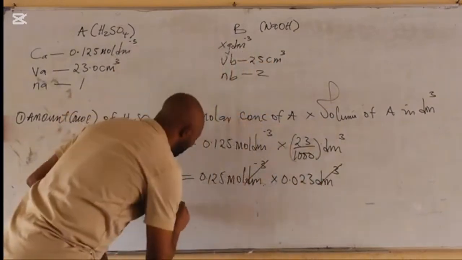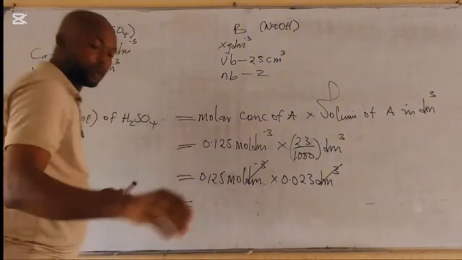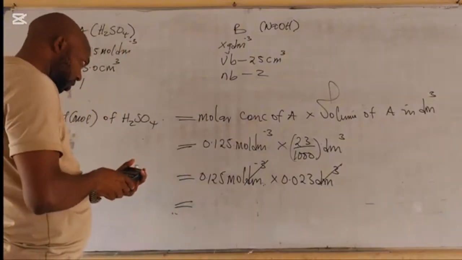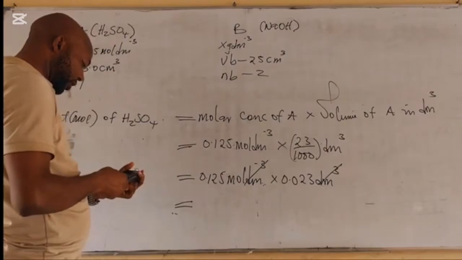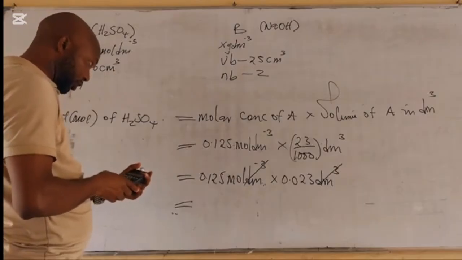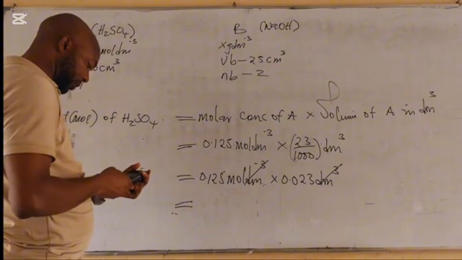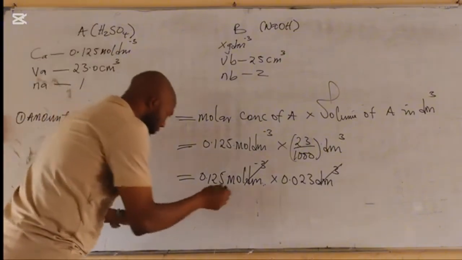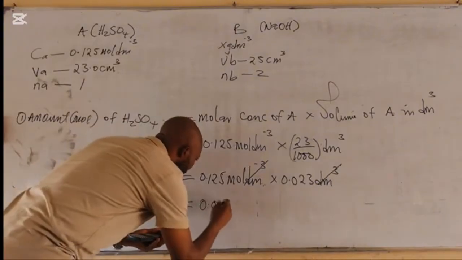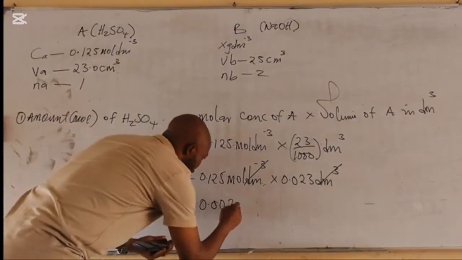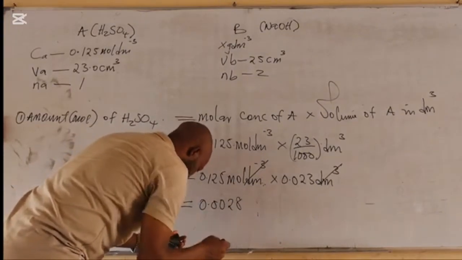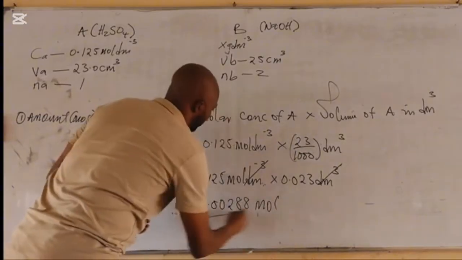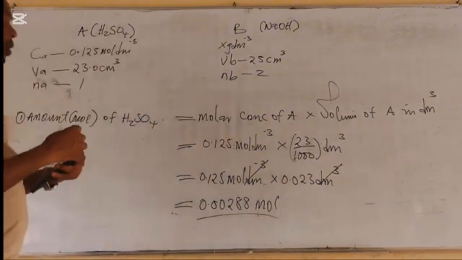What is left is in mole. So this becomes 0.125 times 0.023, which is 0.00288 mole. So this becomes our answer.